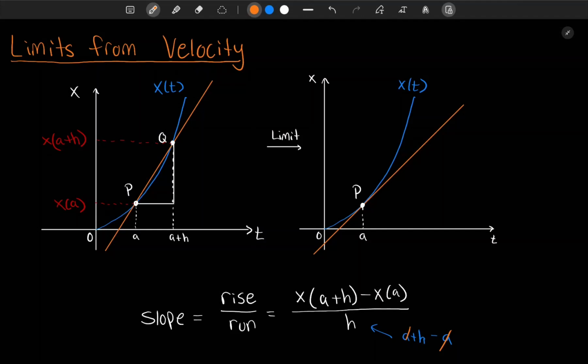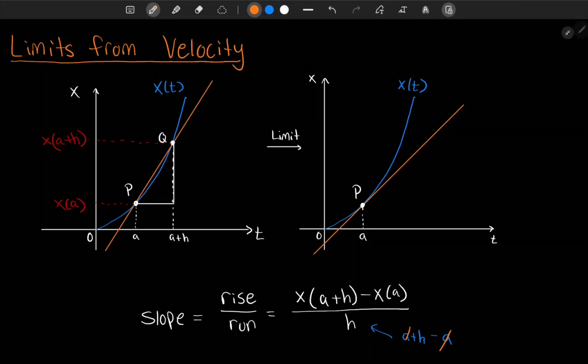But the issue here is that this doesn't give us the slope of a tangent line to x of t at any point, right? Because this orange line passes through 2 points, and we know that a tangent line has to pass through at least 1 point, and at that point, it's the tangent line of the slope of the curve. Here, we want to find the tangent line at point P.